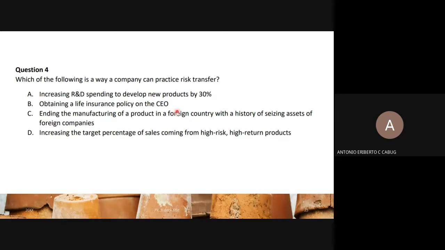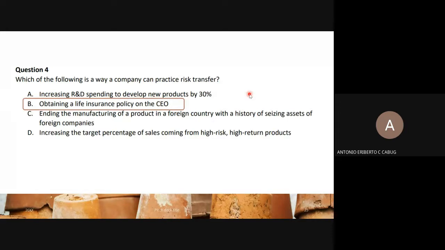Okay. So the best example of risk transfer is to purchase an insurance. The correct answer is letter B. Obtaining a life insurance policy on the CEO. So imagine nyo yung Tesla o yung SpaceX. Wag naman sana no, nawala agad, no? Nawala yung buhay ni Elon Musk, no? Huwag naman sana, no? Okay.